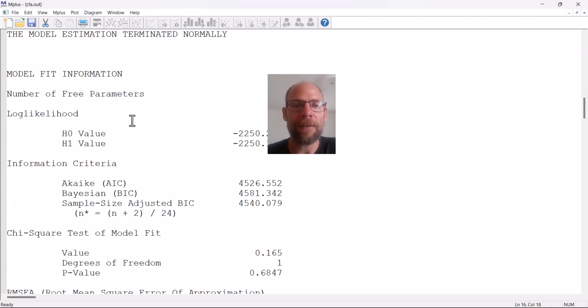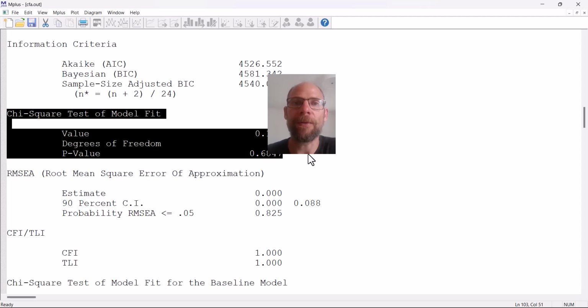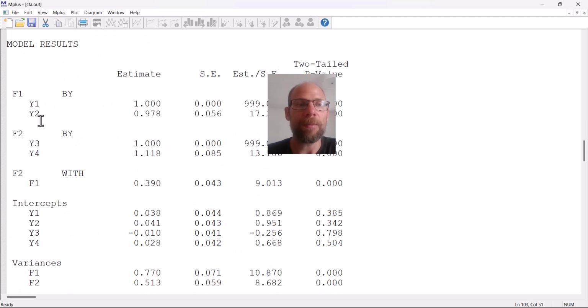When we go down, everything looks like normal. You still get your overall chi-square test of model fit with 1 degree of freedom. And this model has loadings that are freely estimated for y2 and y4. And so the model still has 1 degree of freedom. And we can see here in the model results section that the loading of y2 is estimated to be 0.978 and the loading of y4 is estimated to be 1.118. So in fact, they are pretty similar in magnitude. So if this were a longitudinal analysis, then it could be that they're not statistically different, that there is measurement equivalence of the loadings with regard to the loadings in this model here.